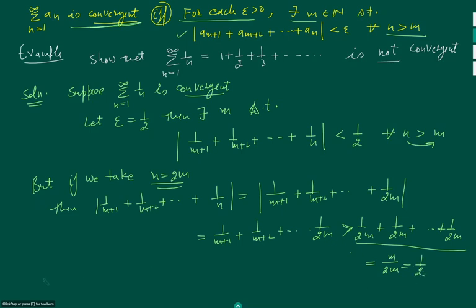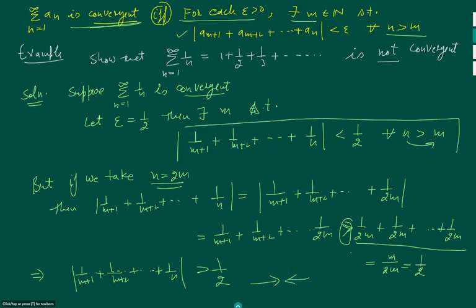That implies the modulus of 1 over m plus 1 plus 1 over m plus 2 plus up to 1 over n is greater than 1 by 2. So we have got a contradiction. Why? Because here we are saying that this number is less than 1 by 2 for all n greater than m. But if you take n equal to 2m, then this number has come out to be greater than 1 by 2. So we have got a contradiction.